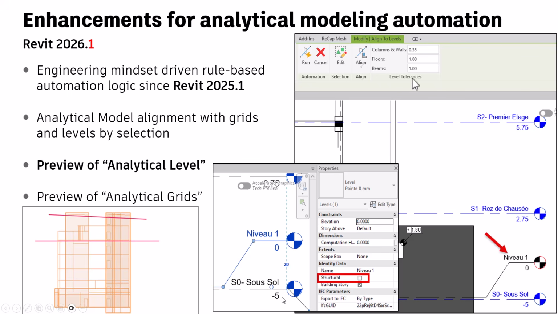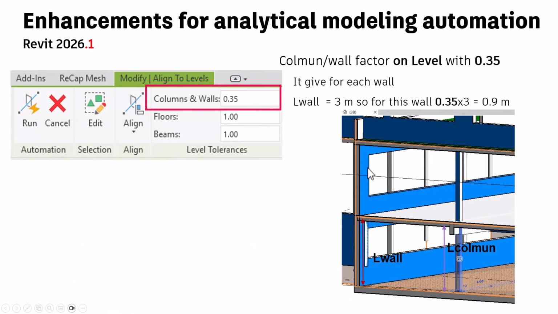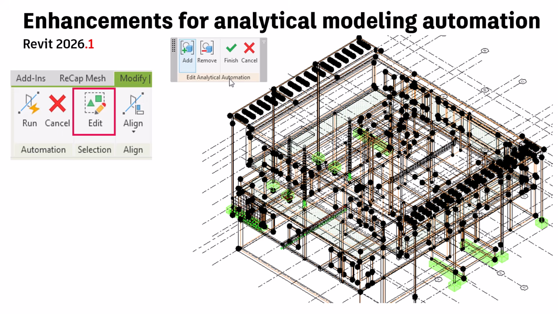So at first, you will have a rule, so you can see here which level will be used. And if it's not checked structural, it won't be used. Okay, so only analytical will be used. Something really nice, as you can see, you have a button to edit selection. After that you have this tool set, so you can add, remove, and then finish or cancel like you want.